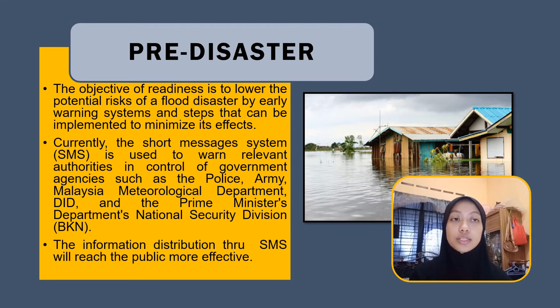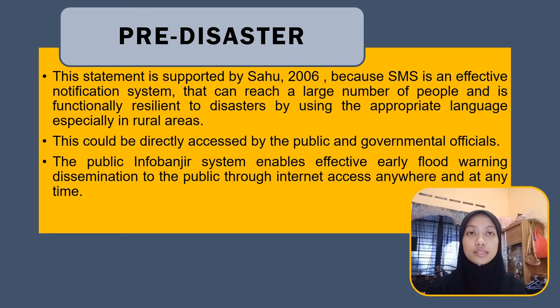Currently, the short message system, SMS, is used to warn relevant authorities in control of government agencies such as the police, army, Malaysia Meteorological Department, DID and the Prime Minister Department National Security Division, BKN. The information through SMS will reach the public more effectively. This system is supported by SAHU 2006 because SMS is an effective notification system that can reach a large number of people and is functionally resilient to disaster by using the appropriate language, especially in the rural areas. This could be directly accessed by the public and the governmental official.